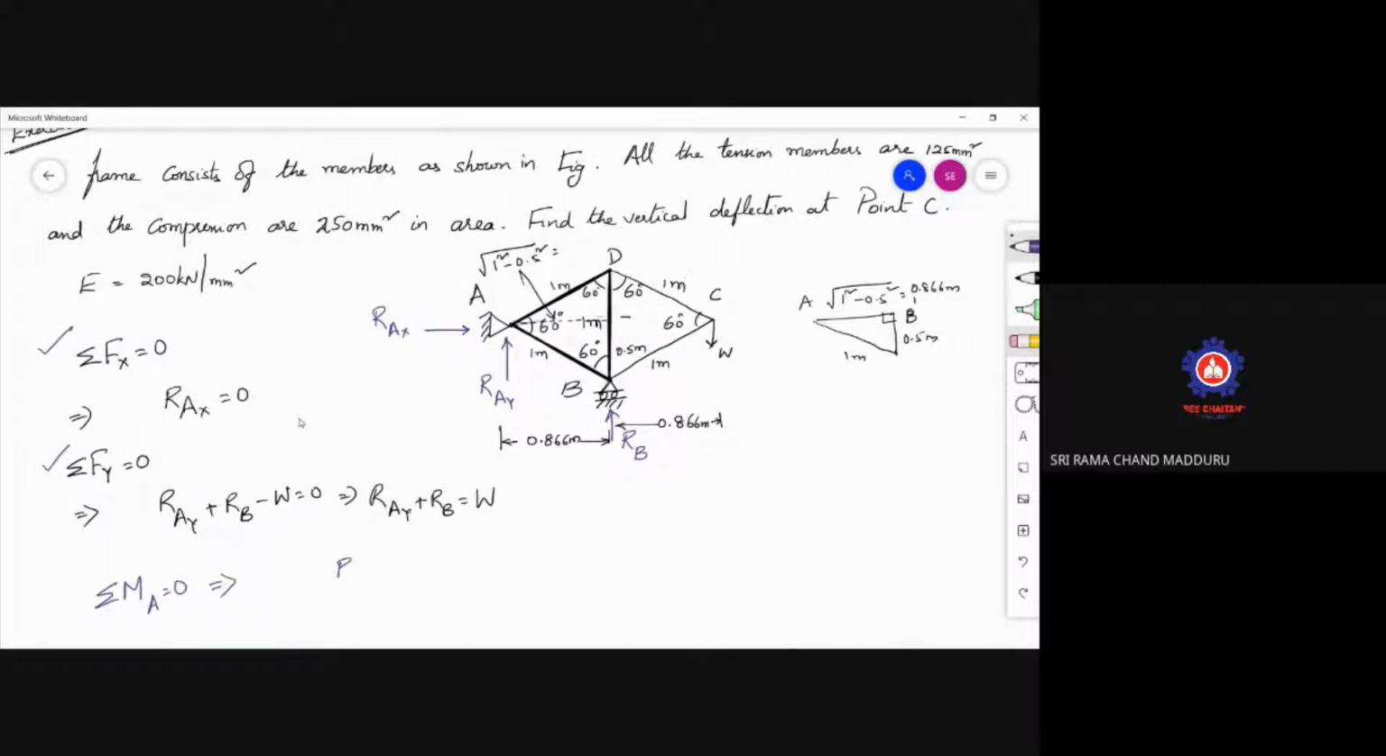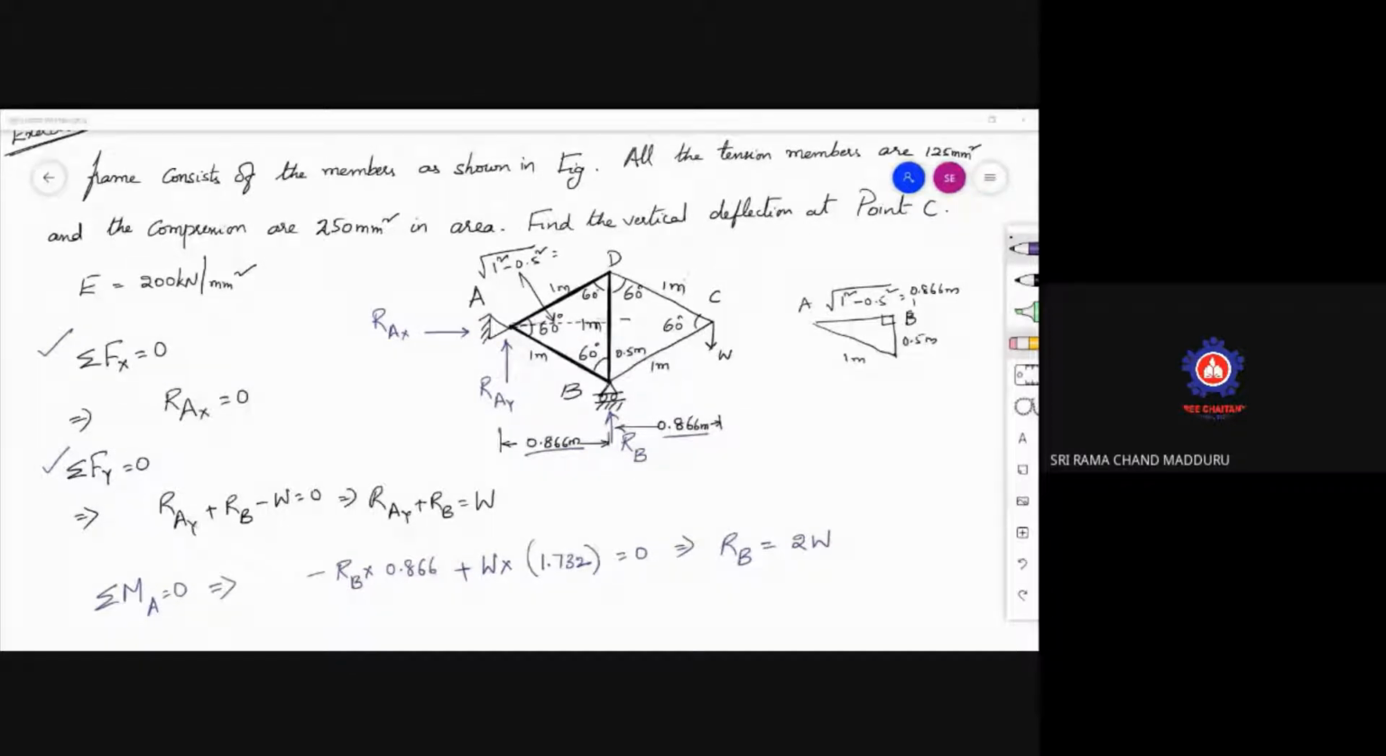Your RB is making anti-clockwise: minus RB into 0.866 plus W into, this is 0.866, this is 0.866, is 1.732, I think. 1.732 is the distance, is equal to 0. That implies RB is equal to 2 into W. Is it correct? So RB is 2 into W. Is it yes or no?